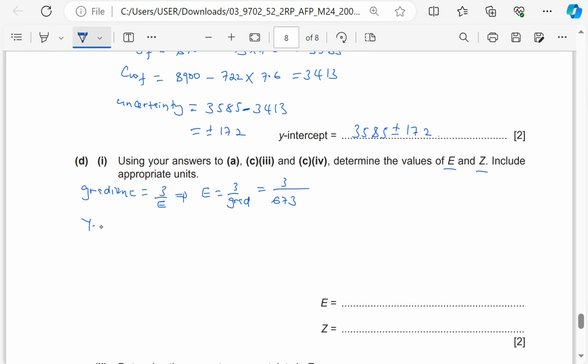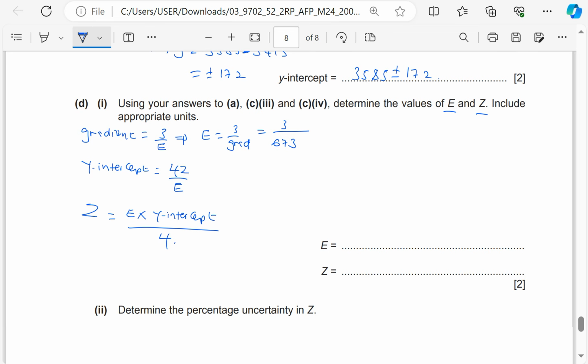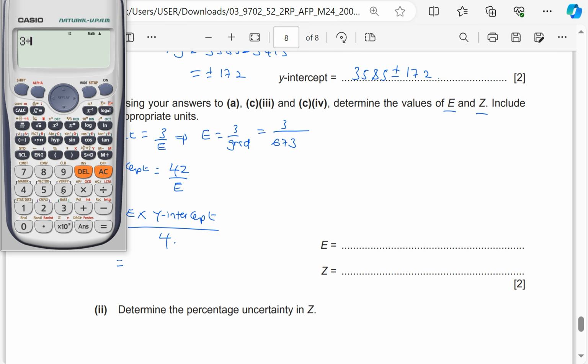Then we also saw that the y-intercept was equal to 4z, I think, divided by E, which means z is equal to E times the y-intercept, and we divide this by 4. Okay, so this one is going to be E. Let me first find the value of E here. 3 divided by 673. So this is 4.46 times 10 to the power of minus 3.